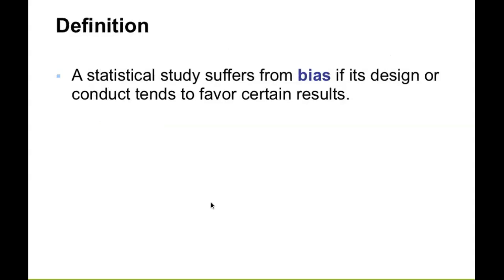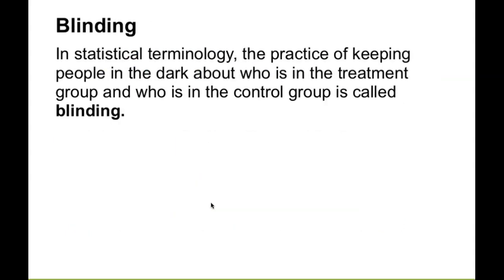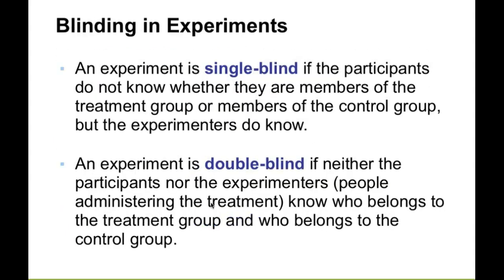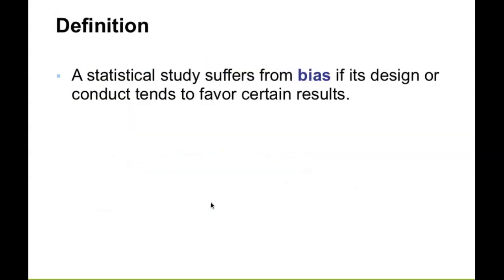Oh, good, we do talk about bias. Okay, this is a definition you guys need. And we're not going to go all the way through this, I promise. I'm going to find a good stopping point because we've been going for a while. But let's do this. All right. All right, so a statistical study suffers from bias if its design or conduct tends to favor certain results.